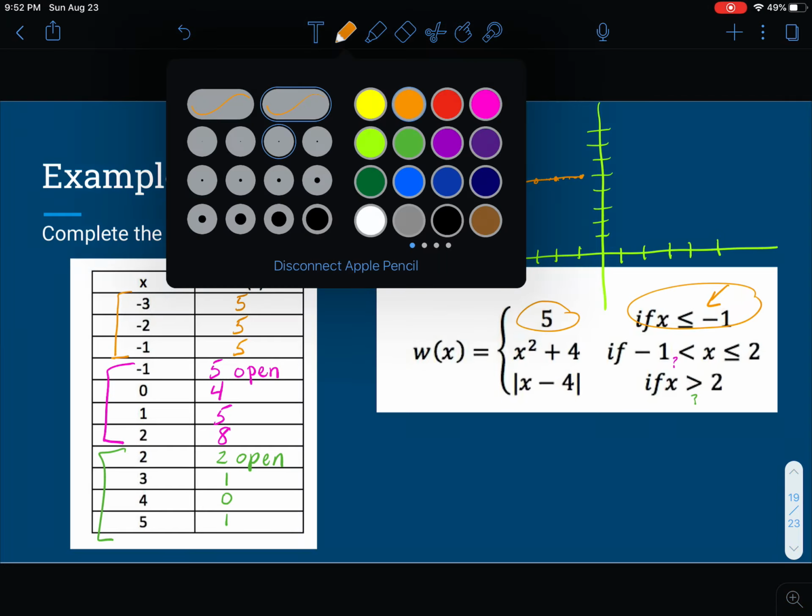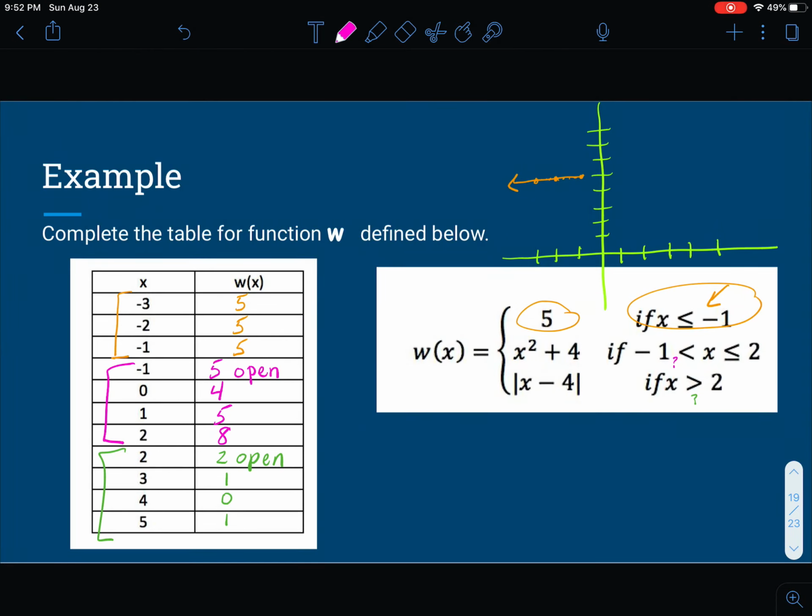Okay, the next piece here, let me grab pink, is this quadratic. Okay, so for the quadratic, we can see that this actually is a vertical shift up 4 for the vertex. And then we have -1, 5, open circle.